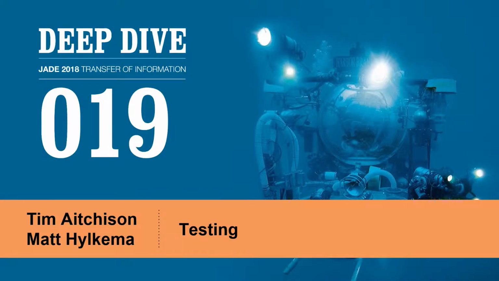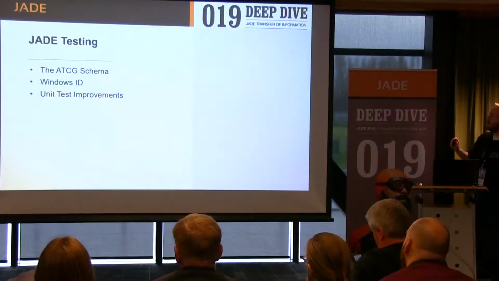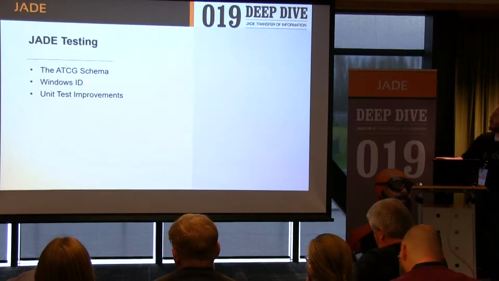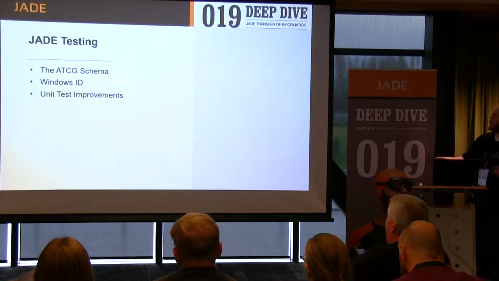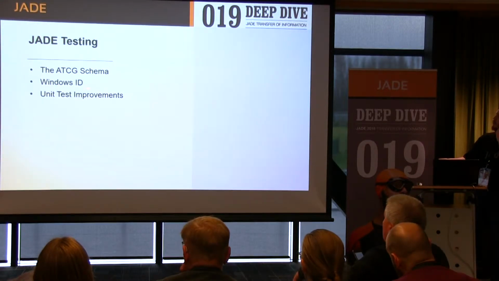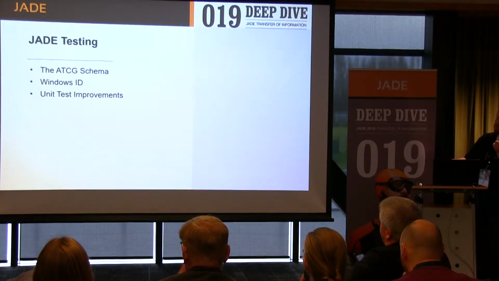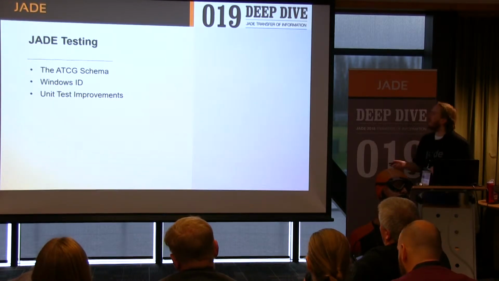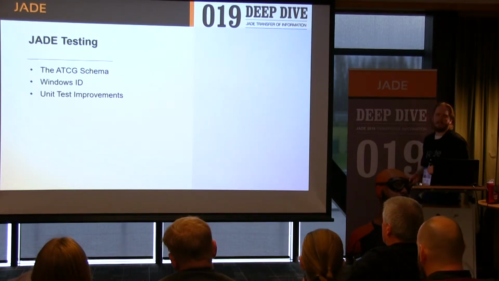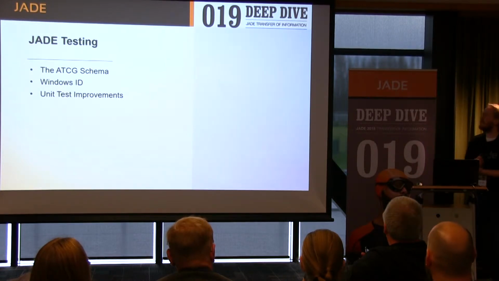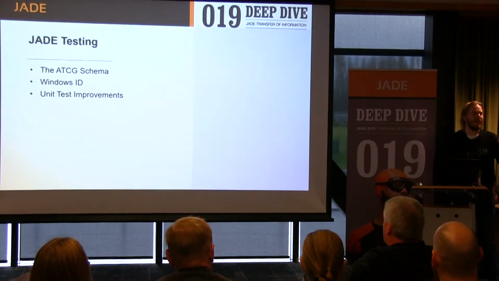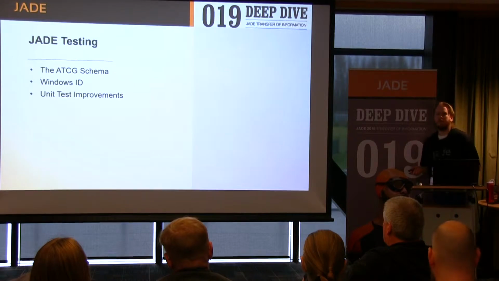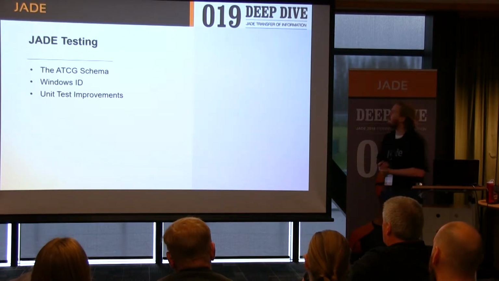So we'll move on to testing. First of all, we've got the ATCG schema to talk about. We've got just a very small little thing about Windows ID, which I'll talk about once we come to it. And then once we get to unit test improvements, you're going to get the pleasure of being talked to by Matt, who's going to tell you about what improvements we've made to the Jade test case class.